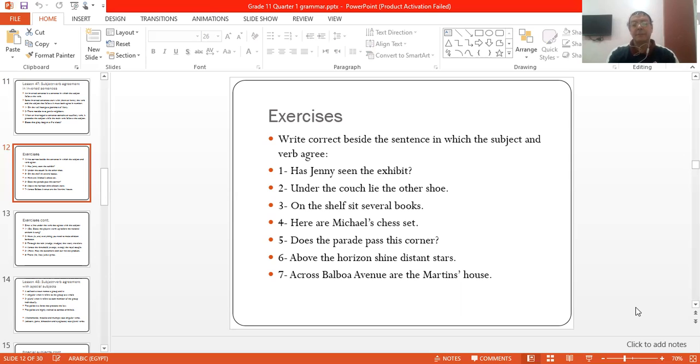How about number seven? Across Balboa Avenue are the Martins' house. What do you think, Joe? Joe says no, that doesn't sound correct. Why, Joe? Because here we have a plural verb, are, and Martin's house is just one house. So we should say is Martin's house. Across Balboa Avenue is Martin's house. Thank you again. So let's move to another exercise.